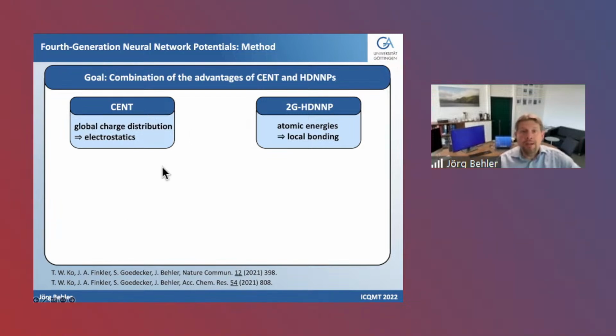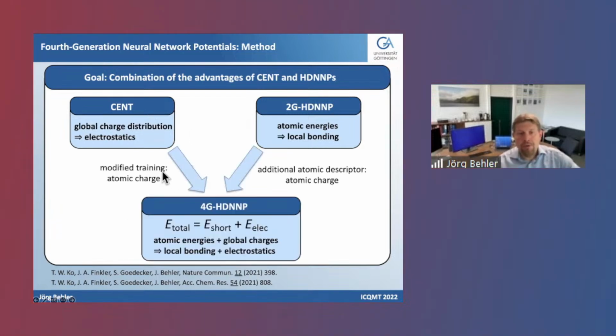And there are changes with respect to both methods. Compared to SEND, we have a modified training scheme now, because the total energy is not our target anymore. The total energy is instead the sum of the short-range and electrostatic parts again. Instead, we now aim for a correct charge distribution description in the system by aiming for the atomic charges. And then the second generation machine learning potentials need to provide consistent short-range energies.